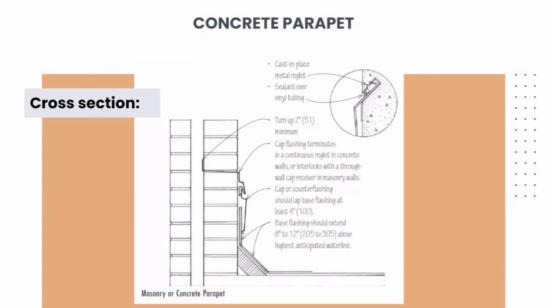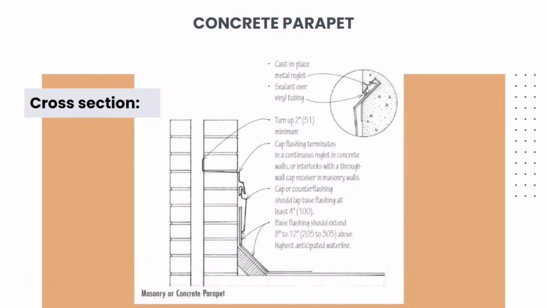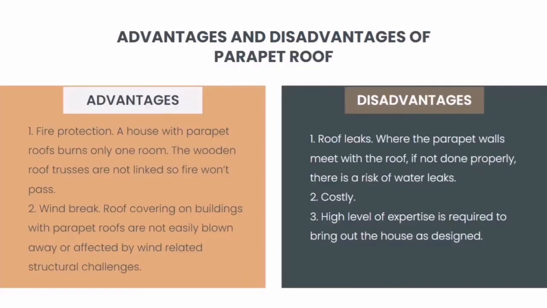So this is the cross section of the concrete parapet, where you can see that there's a flashing at the base, and the other elements such as cap or counter flashing function to make the water droplets and the rain move downward, following gravity, and also to prevent the staining at the parapet wall.